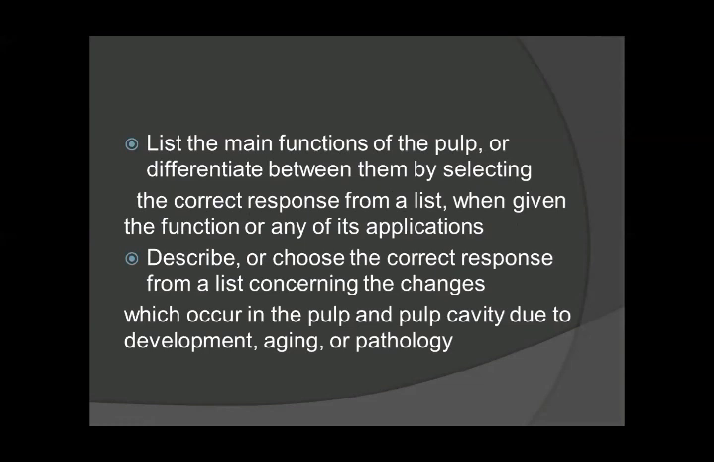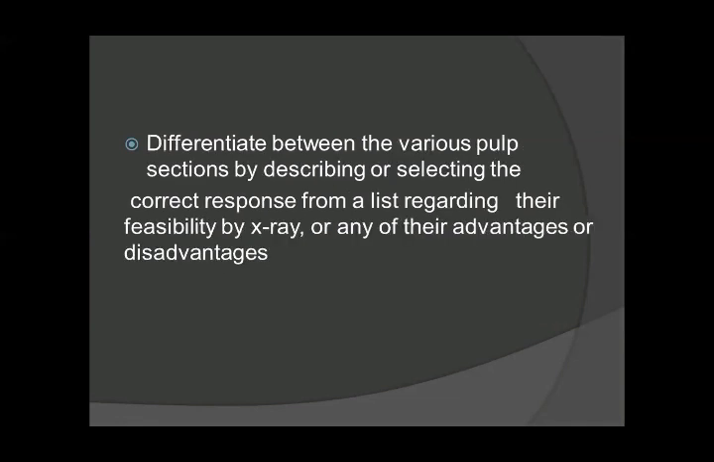Third is to describe or choose the correct response from a list concerning the changes which occur in the pulp and pulp cavity due to treatment, aging, or pathology. Differentiate between the various pulp sections by describing or selecting the correct response from a list regarding their feasibility by X-rays or any of their advantages or disadvantages.